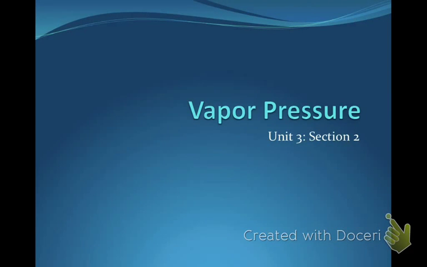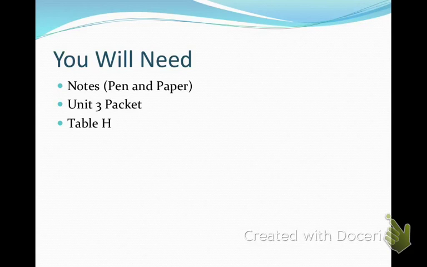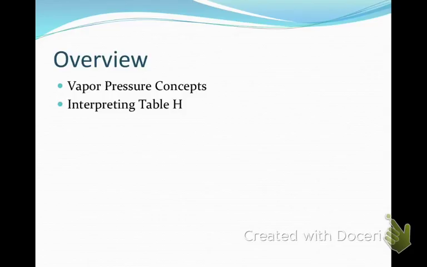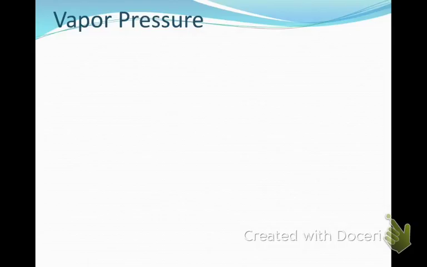Hi guys, here we're going to talk about vapor pressure. This is in Unit 3, Section 2. So you'll need your notes, your Unit 3 packet, and you'll also need Table H. We will be writing on Table H, so make sure that you have that with you. We'll go through what vapor pressure is and interpreting Table H. So make sure that you have, again, Table H is out in front of you right now.